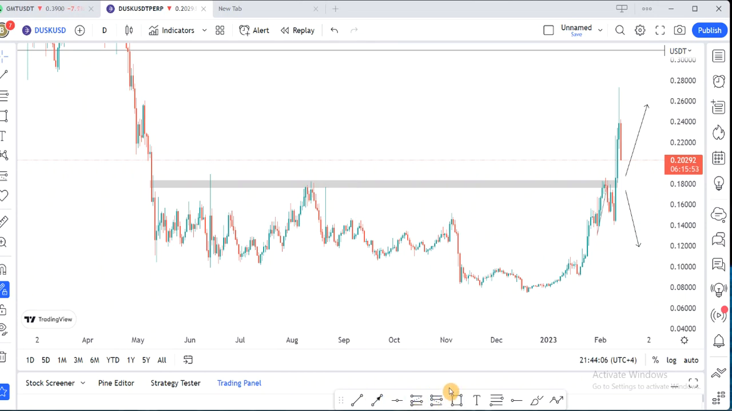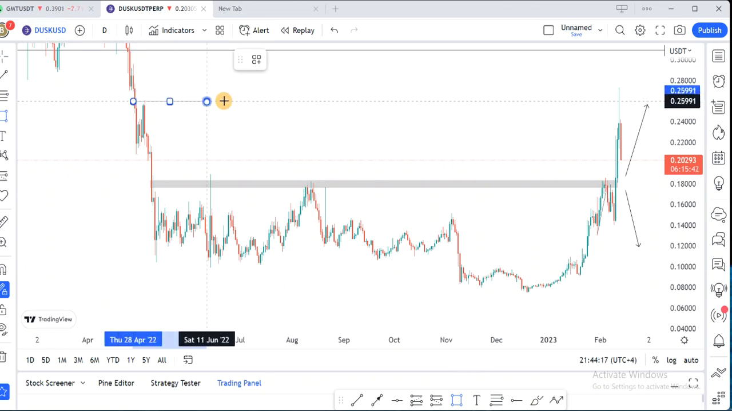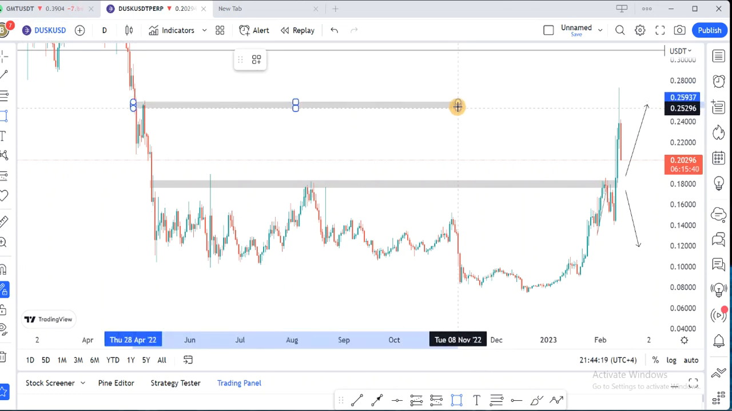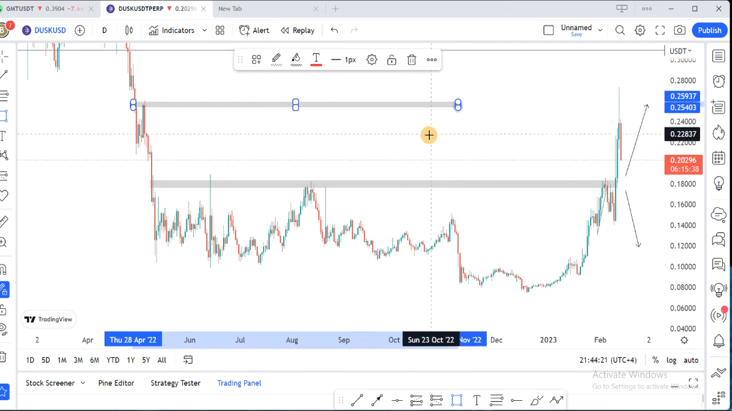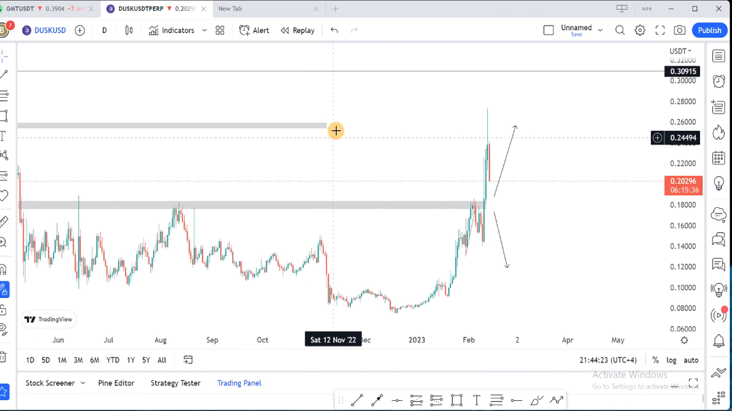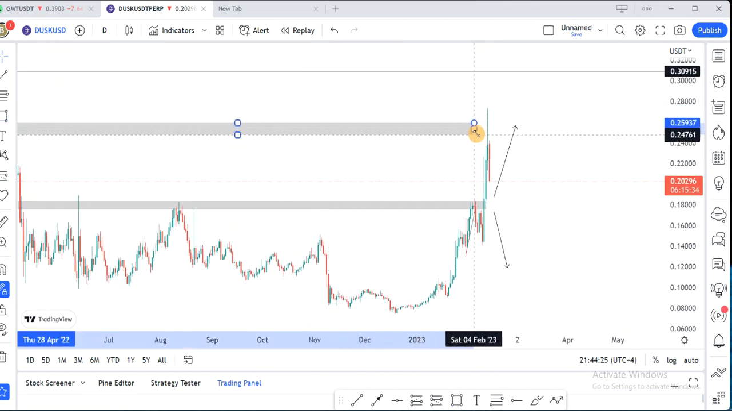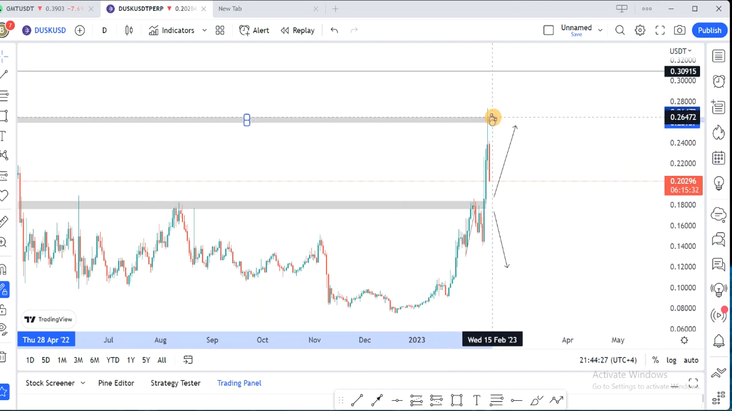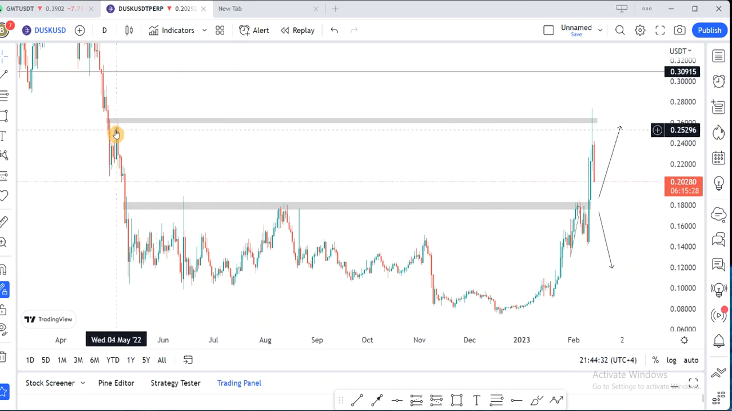The same thing. Avoid the noise and focus on the main thing. It started dumping from this level, which is a resistance level. Mark it out and you will see that it was a resistance level. The same thing here, and it is also on an FVG.